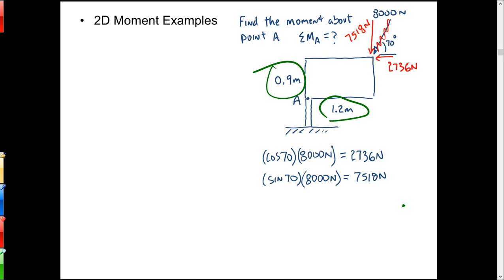All right, so what I do is a little bit of trigonometry on the bottom to get to those component vectors. So cosine 70, that's the adjacent side, that's the 2736. Sine 70 is the opposite side, that's the 7518. And we got those in there. And notice I've got arrows on those. The 7518 is down and the 2736 is to the left. The reason for that is the 8000 is down and to the left, so the components go down and to the left.